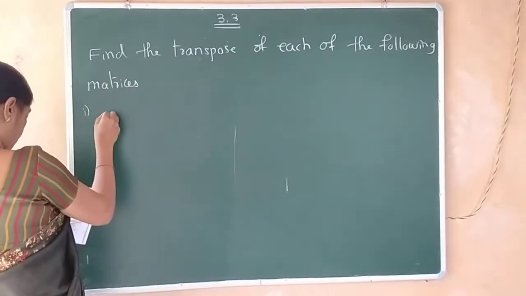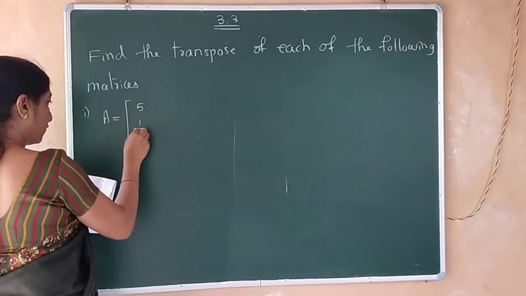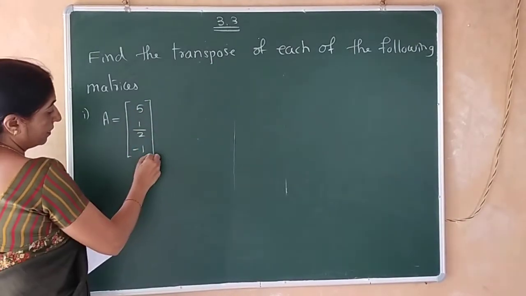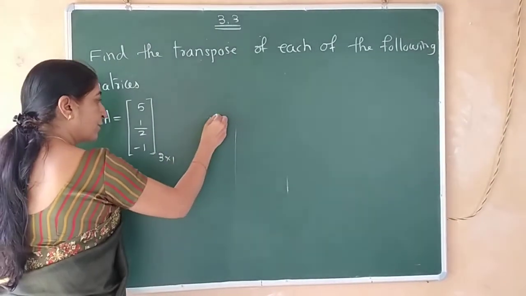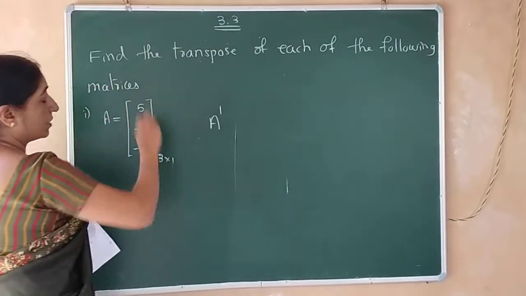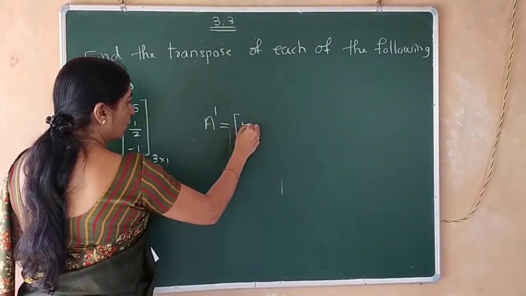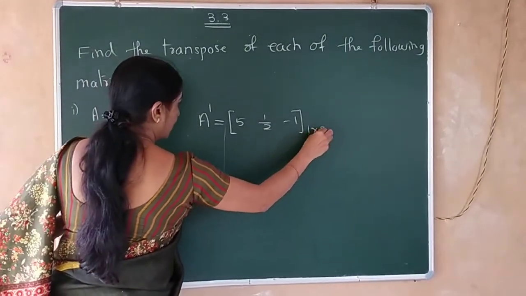First problem. A is given, 5, 1 by 2, minus 1. See, can you write the order? Yes, its order is 3 by 1. In front of that, leave some place, then write the transpose. Transpose is what? Row changes to column, column changes to row. 5, 1 by 2, minus 1. It is 1 by 3.